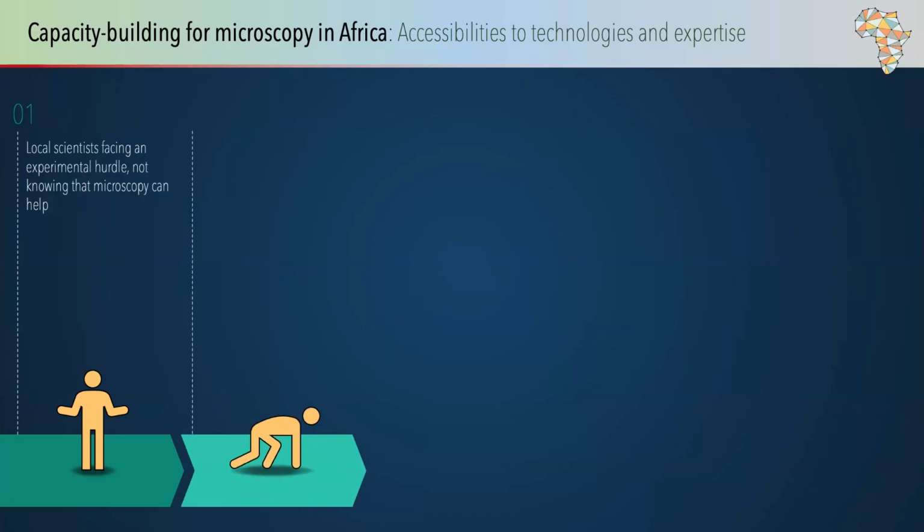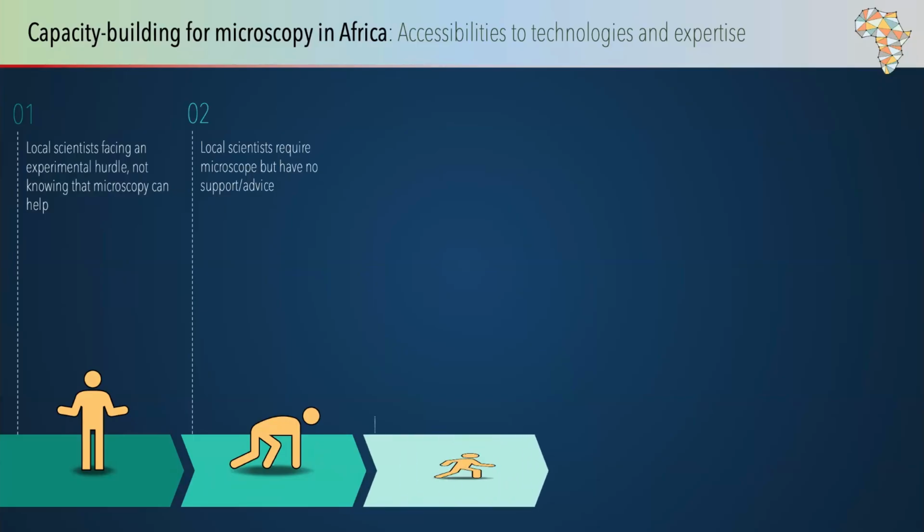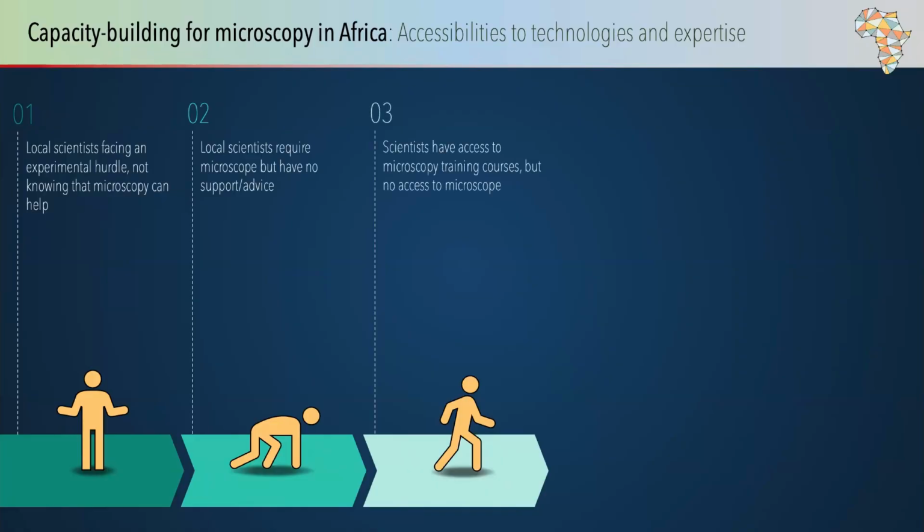Slightly better is that they know they require a microscope, but they have no support, no advice, and more importantly, no access to instruments. A very lucky few, such as those who attended the Imaging Africa workshop, have access to microscopy training courses, but when they go back to their home institution, they realize that they have no access to microscopes. The idea of using a microscope flashes through their mind for a few seconds, and then they drop the idea and go back and do what they can afford to do.